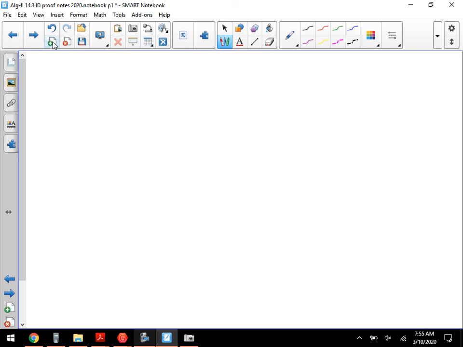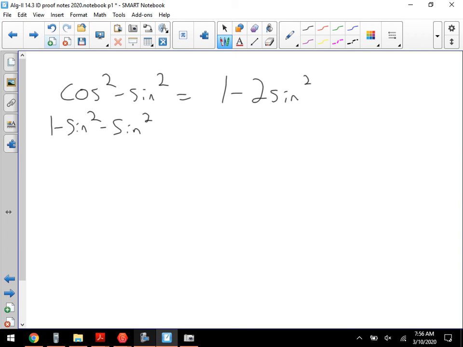Notice in 33, you have cosine squared minus a sine squared, and you wind up with 2 sine squareds. Well, that means you have to rewrite cosine squared in terms of sines. Cosine squared is 1 minus sine squared. How many negative sine squares do I have?